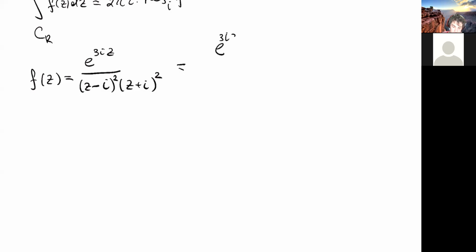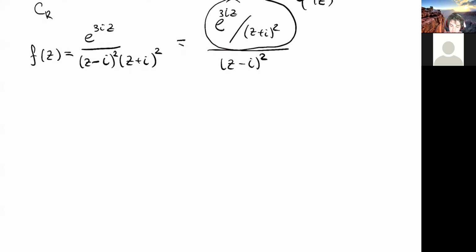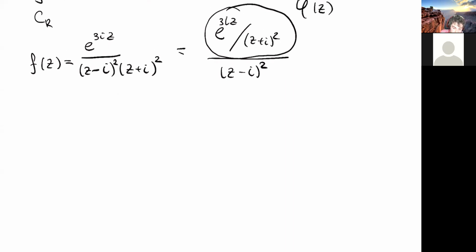So let's write it like this. And we'll call this phi of z. And now we have f of z equal to phi of z divided by z minus i, squared.